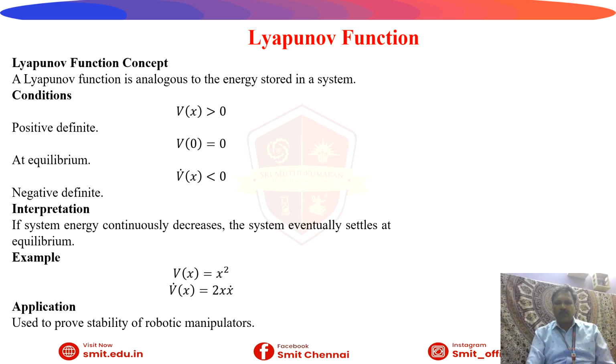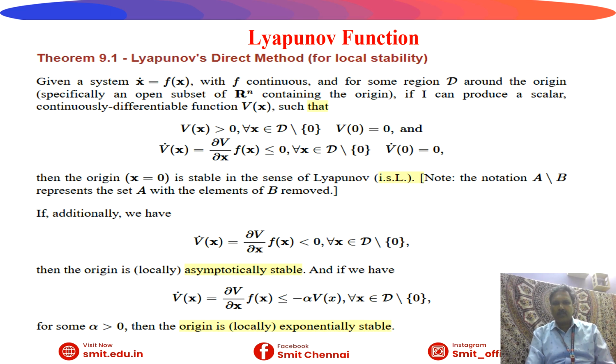For example, V of x is equal to x square. We are going to differentiate that. Everybody knows that the differentiation of x square is 2x. Again, the differentiation of x is defined as x dot. Application: used to prove the stability of robotic manipulators.